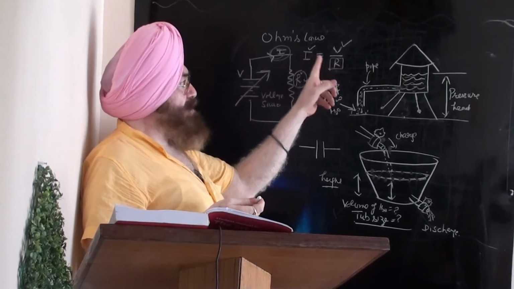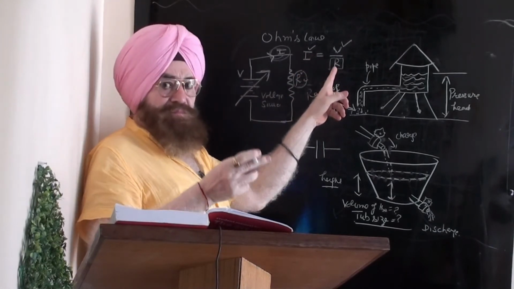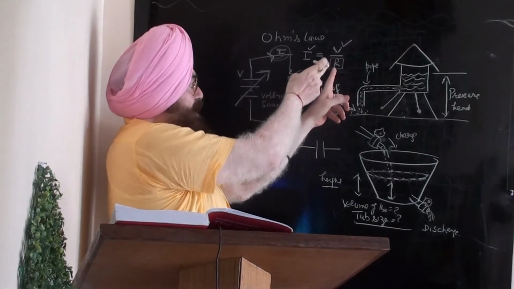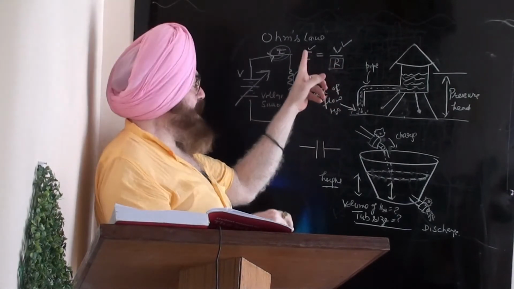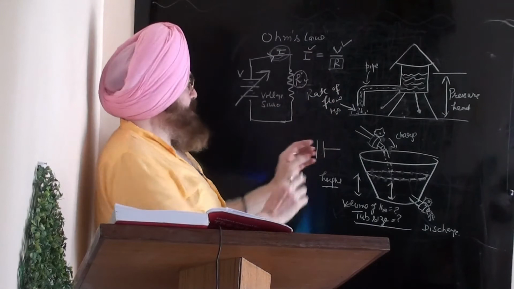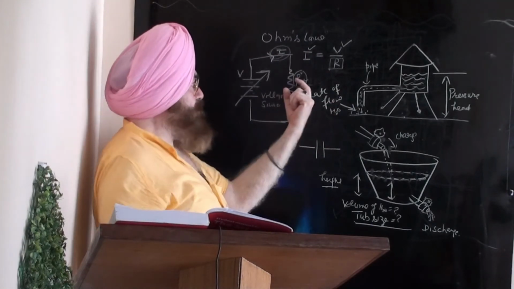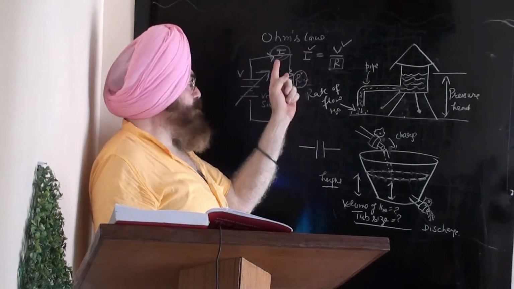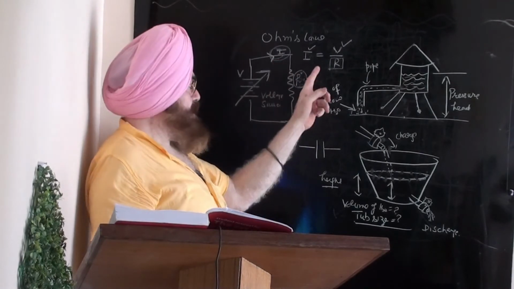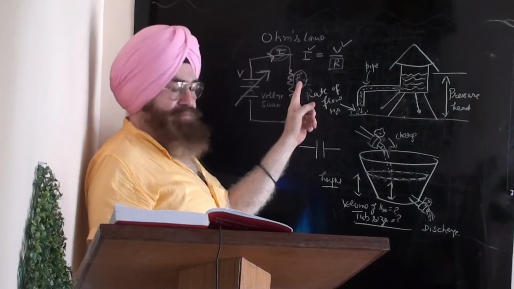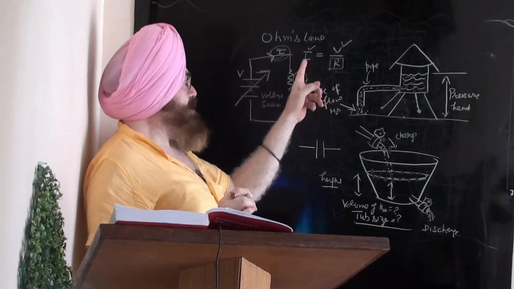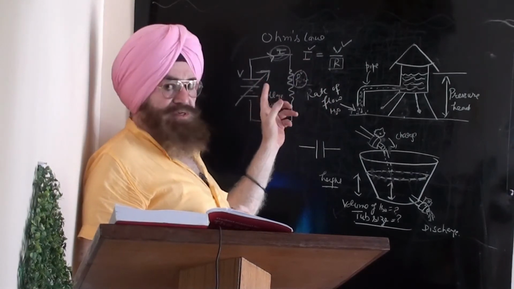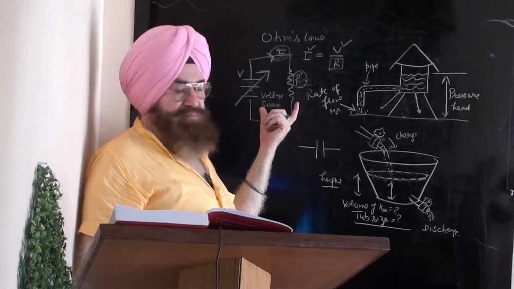I is inversely proportional to R means when R decreases, I increases. That means if this resistance is low, then it will draw more current. If the resistance is high, then it will draw less current from the source. This is what Ohm's law is.